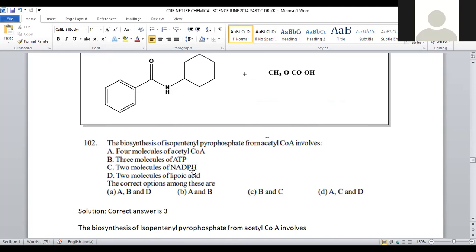And 2 moles of NADPH is also a correct one. 2 moles of lipoic acid is not a correct option. Only B and C are the correct options for biosynthesis of isopentenyl pyrophosphate through the acetyl coenzyme A mevalonic acid pathway. For question number 102, option C is the correct answer.